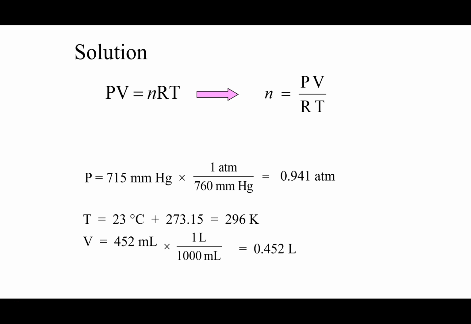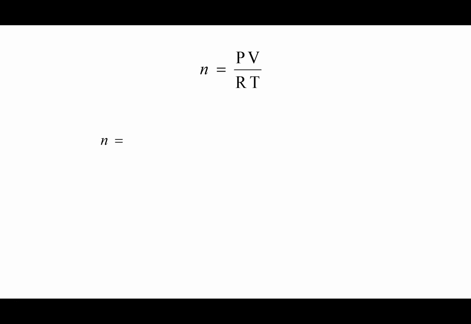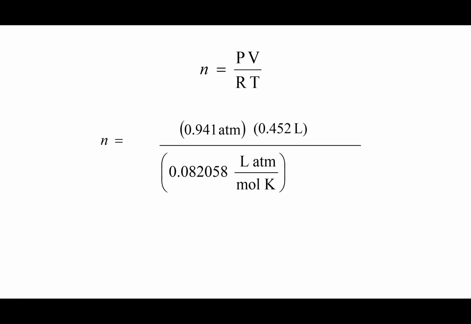All right, so you can kind of see where these 3 numbers, the pressure, the temperature, and the volume, are going to go up here. Pressure, temperature, volume. On the next slide. So it looks like this. N is equal to, in the numerator, we have 0.941 atmospheres. Also in the numerator, we have that 0.452 liters. And in the denominator, we have the R, 0.082058 liters atmospheres per mole Kelvin. And then also in the denominator, we have that Kelvin temperature, which was 296 Kelvin. So we should have everything cancel except for units of moles.